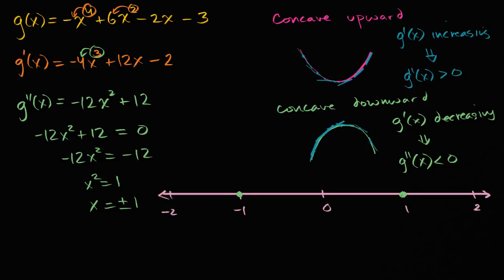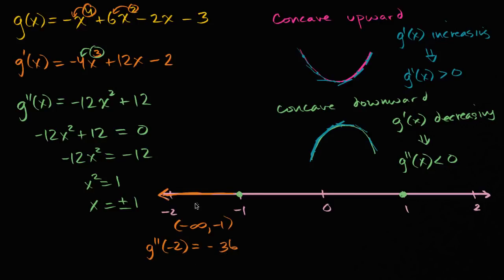So on this first interval right over here, where we're going from -infinity to -1, let's just try a value in that interval to see whether our second derivative is positive or negative. An easy value there could be -2. So let's take g prime prime of -2, which is equal to -12 times 4, because -2 squared is +4. So it's -48 plus 12, so it's equal to -36.